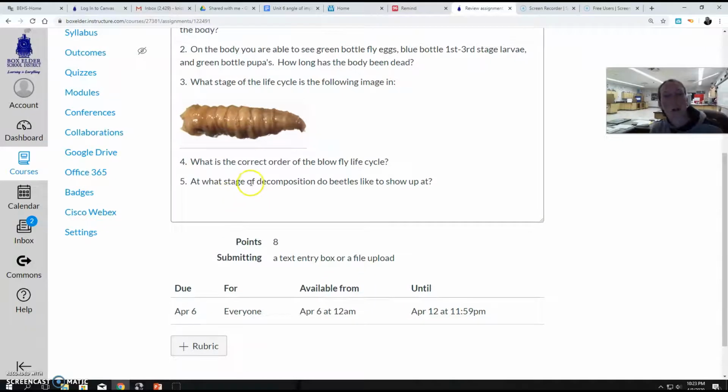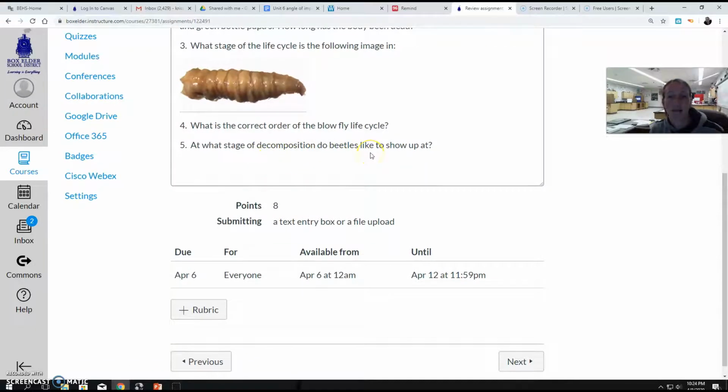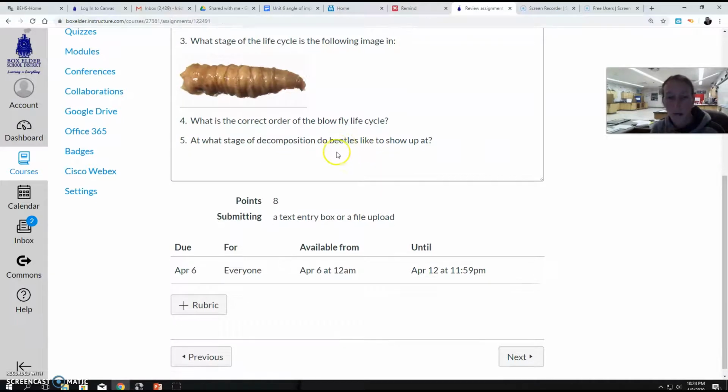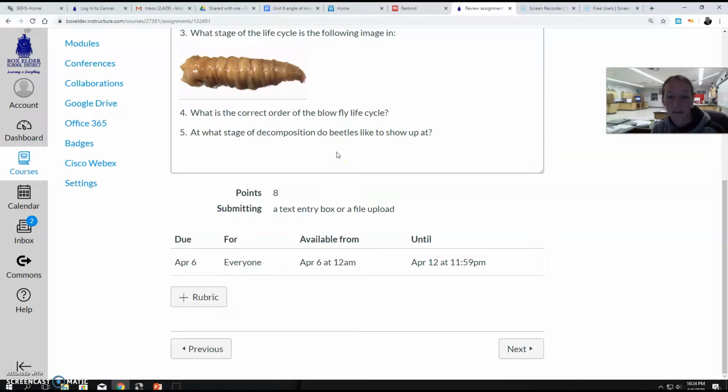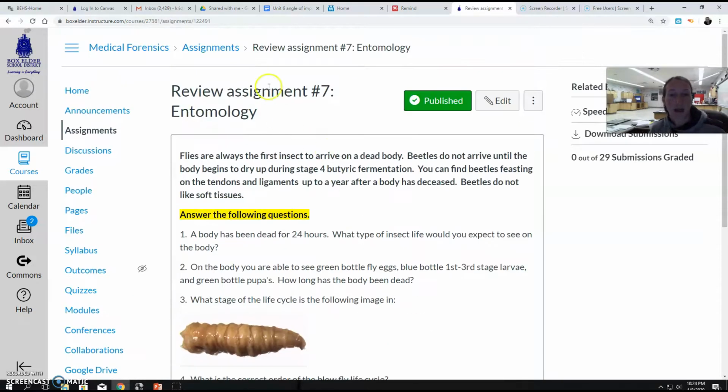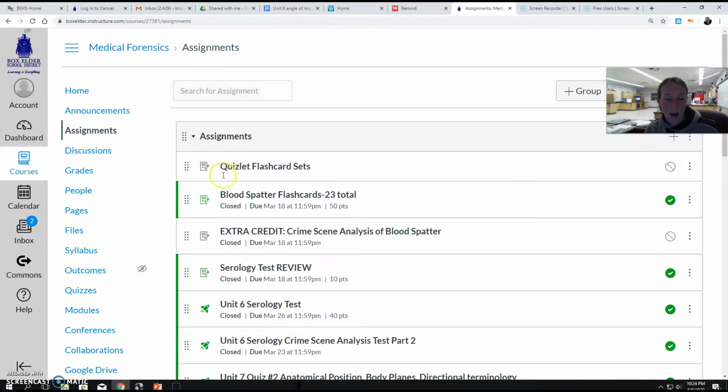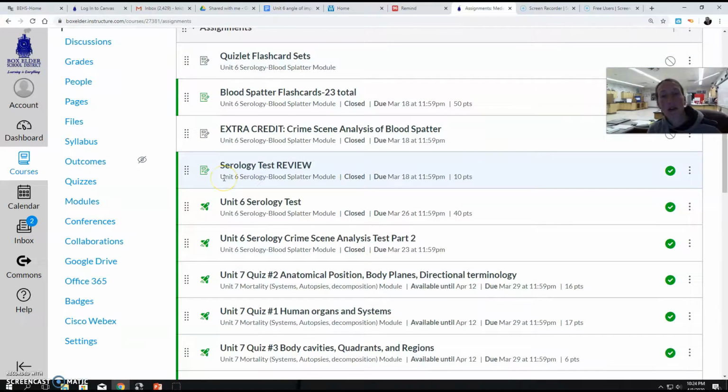Number 4, what's the correct order of the blowfly life cycle? Egg, larvae, pupa, adult. All right, at what stage of decomp do beetles like to show up? So they can show up as early as putrefaction, day 6. They really like to show up towards the end of stage 3 into stage 4. Okay, stage 4 is probably where you'll find the most beetles. Okay. All right, so that kind of just reviews that assignment. And then hopefully this helps you out with the quiz, and our upcoming test is coming. So, all right, that wraps it up.